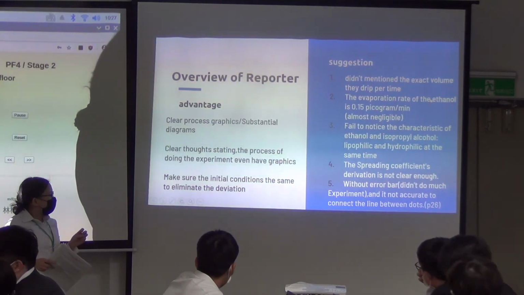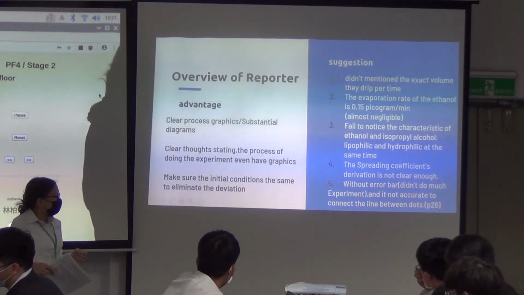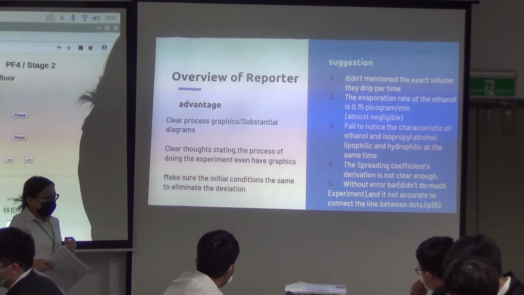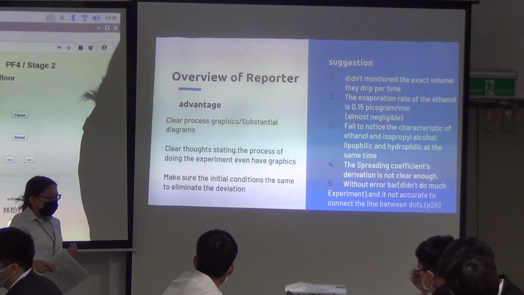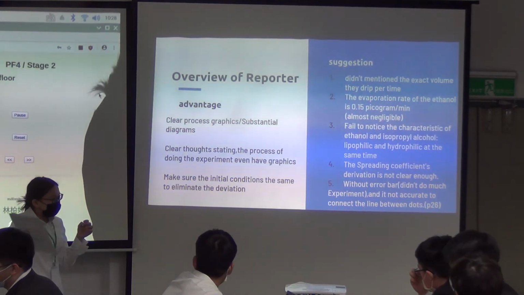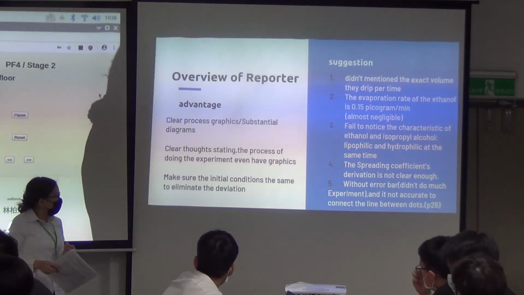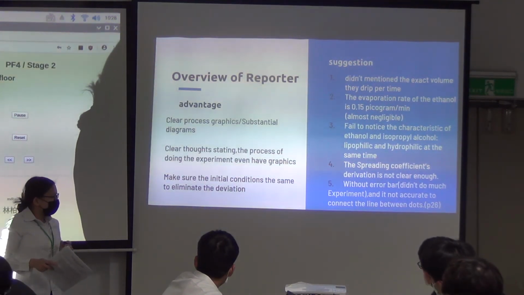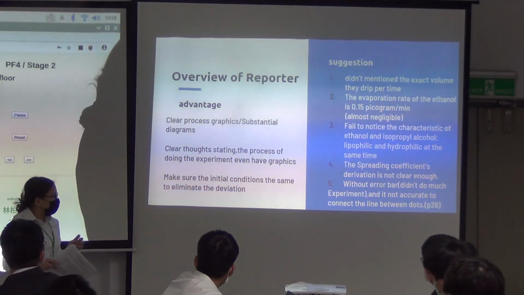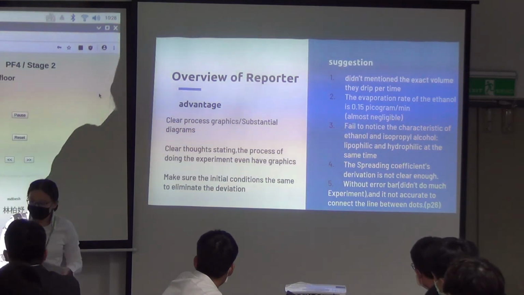And the fourth one is that the spreading coefficient relation is not clear enough. Though we are sure that they have interfacial relations, what she explains is not clear enough. And the fifth point is that without the error bar, it probably means that she didn't do many experiments, and it is not accurate enough.